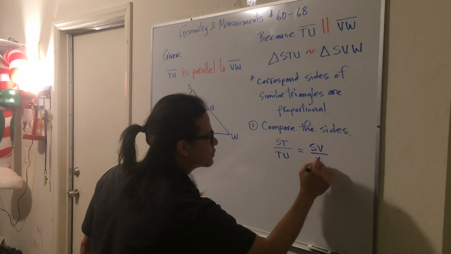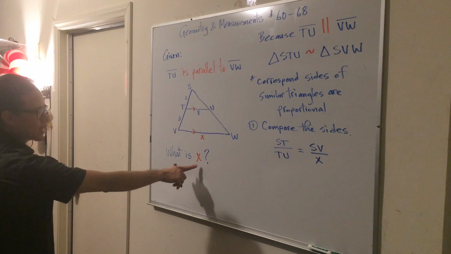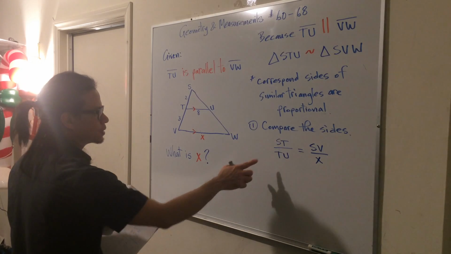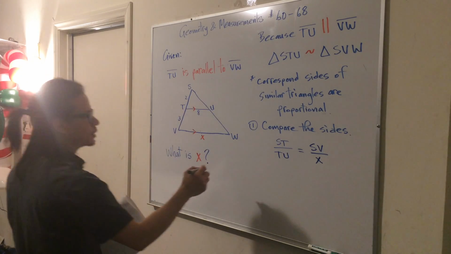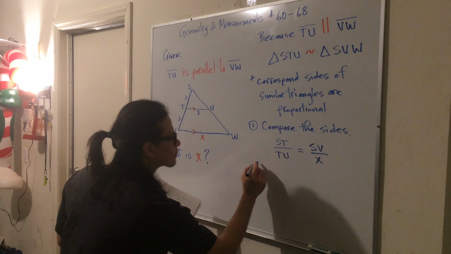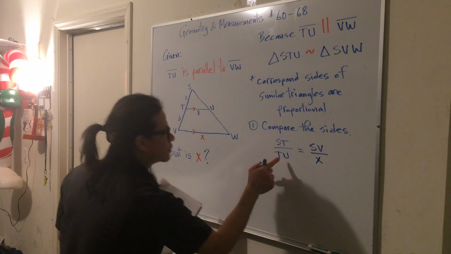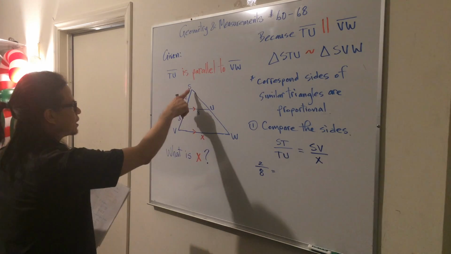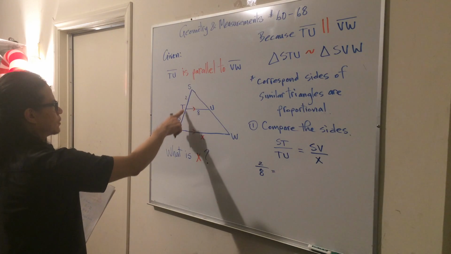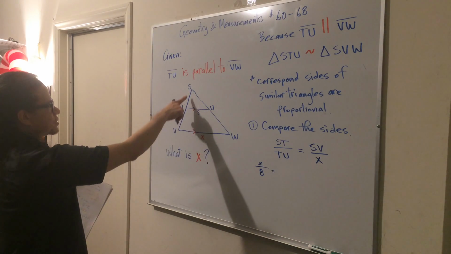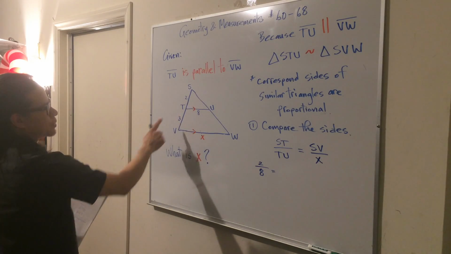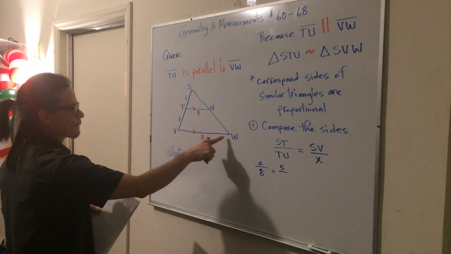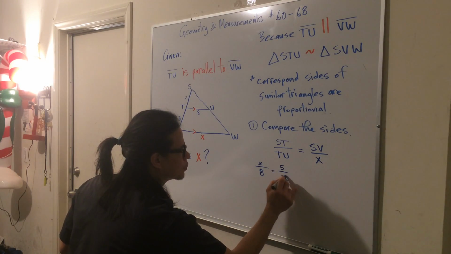So this will be X. This is what we don't know. And that's what we're trying to find, is X. So let's fill in the values here. ST is equal to 2. TU is equal to 8. Okay. SV is right here. How long is this distance here? It's 2 plus 3. That's 5 over X, which is what we're trying to find.